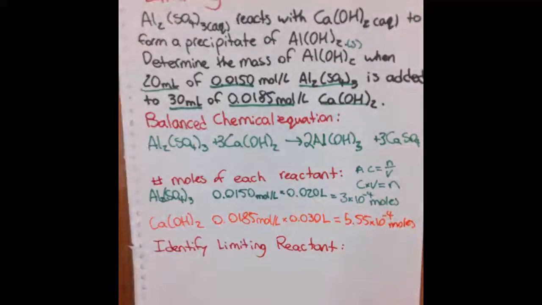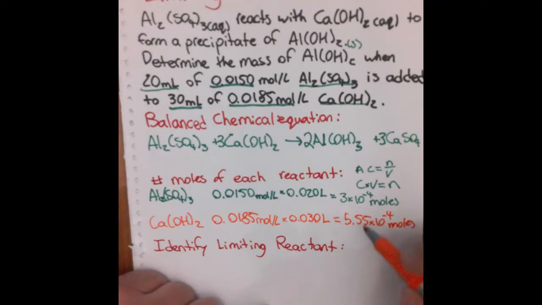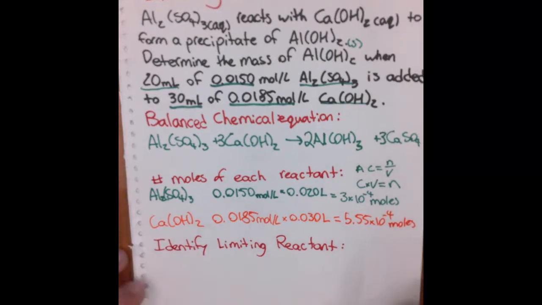Now be careful here when determining your limiting reactant. You cannot just jump to the conclusion that because our aluminum sulfate has fewer moles, it is automatically the limiting reagent, or the limiting reactant, because sometimes with our molar ratios, that's not going to be true. And I believe in this solution, we are going to figure out just how that works.